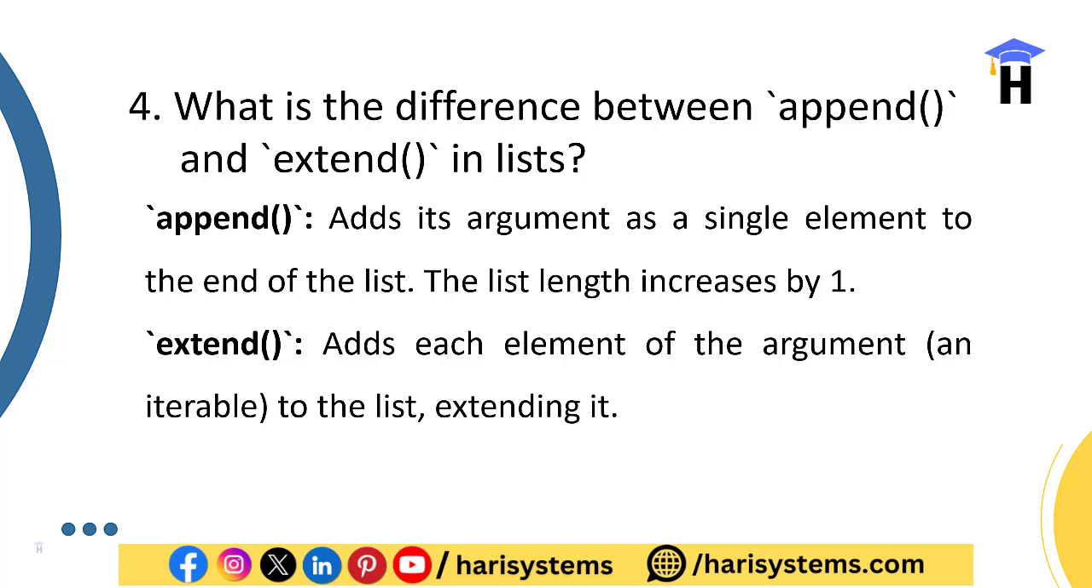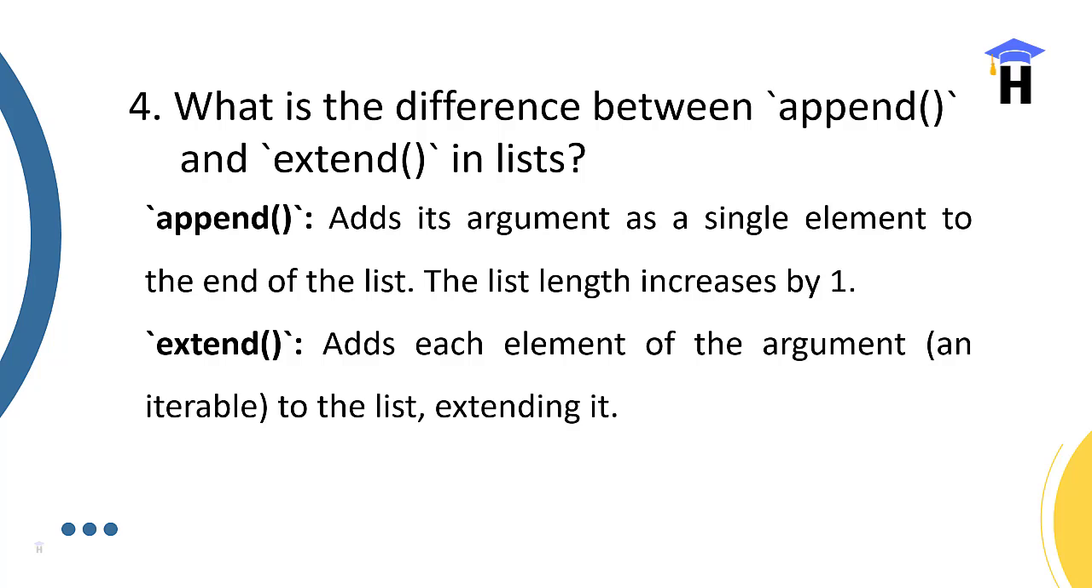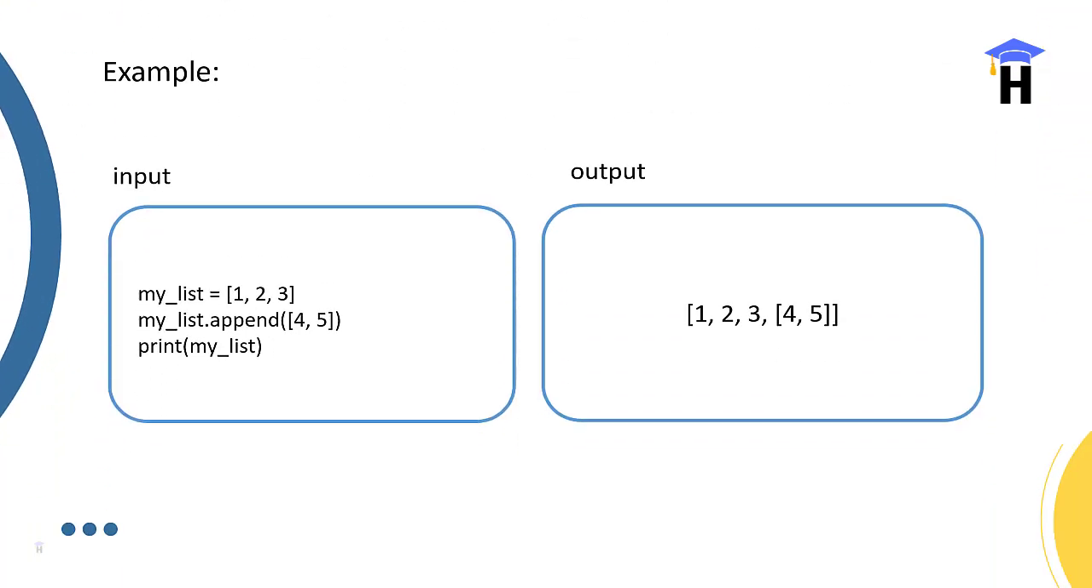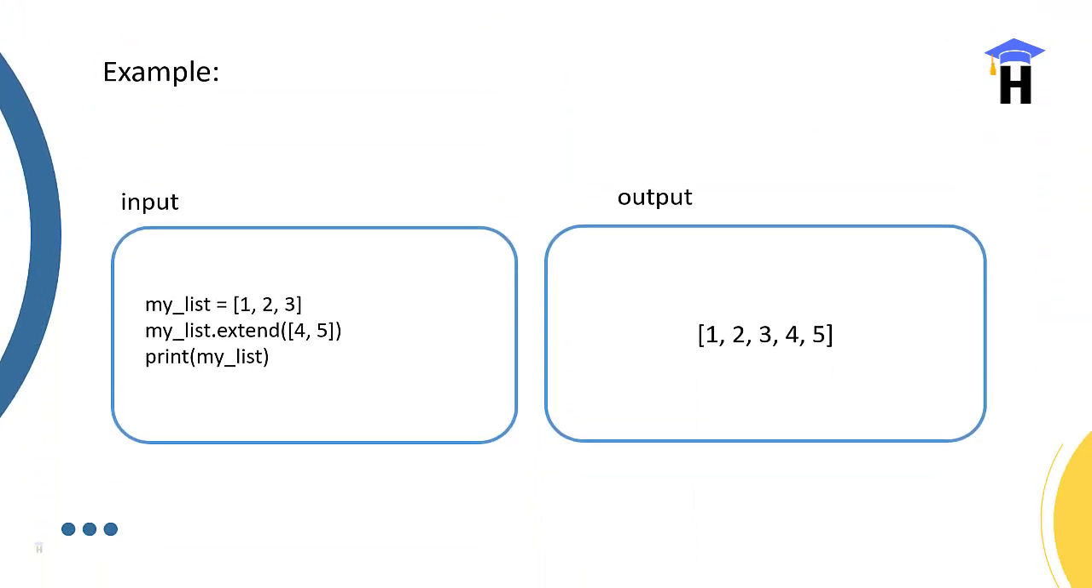What is the difference between append and extend in list items? Append adds the argument, a single element, to the end of the list. Strongly remember, the length increases by 1. Extend adds each element of the argument, an iterable, to the list, extending it. Got it? So with the example you may understand very clearly: for the list 1, 2, 3, append 4, 5 adds it this way. The same way, the extend method extends the list 1, 2, 3, 4, 5 as a continuation.